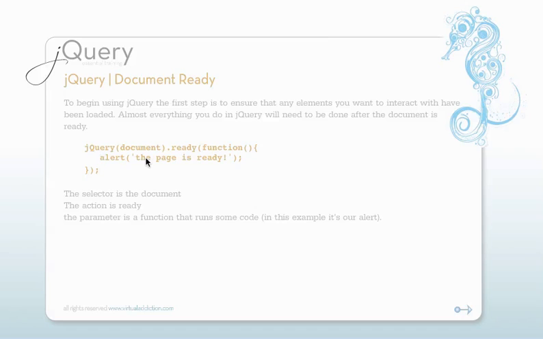Basically, this is using the same formula that we talked about in an earlier lecture, when we were talking about the anatomy of jQuery. The selector in this case is the document, the action is the ready, and the parameter is a function that is going to run some code. In this case, the function is going to be an alert that says the page is ready.